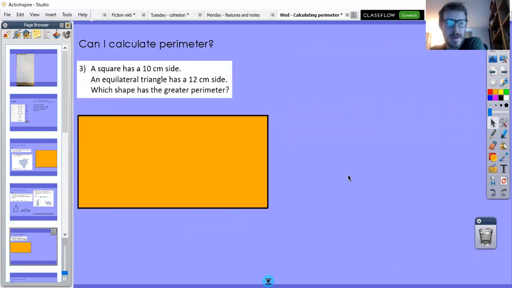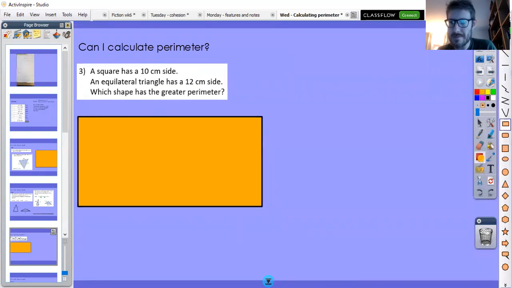Okay, a square has a 10 centimeter side. An equilateral triangle has a 12 centimeter side. Which shape has the greater perimeter? So again, we've got information, but we have to use our knowledge of shapes to be able to use this information to find out the perimeter. So if we've got our square, let's do this square.